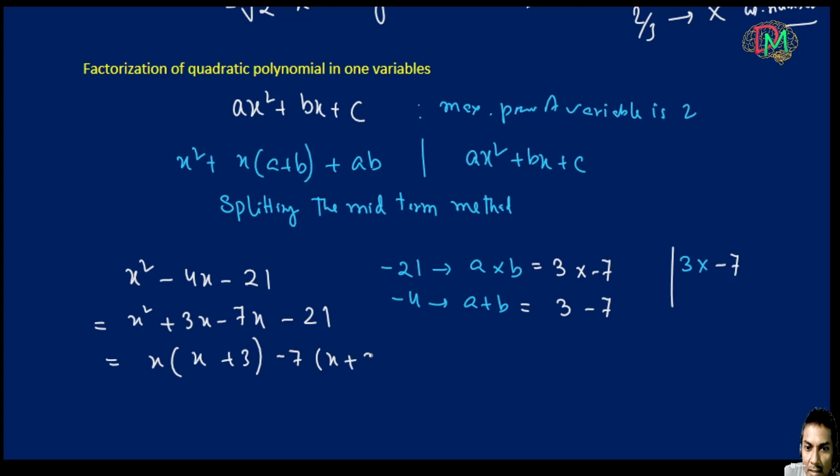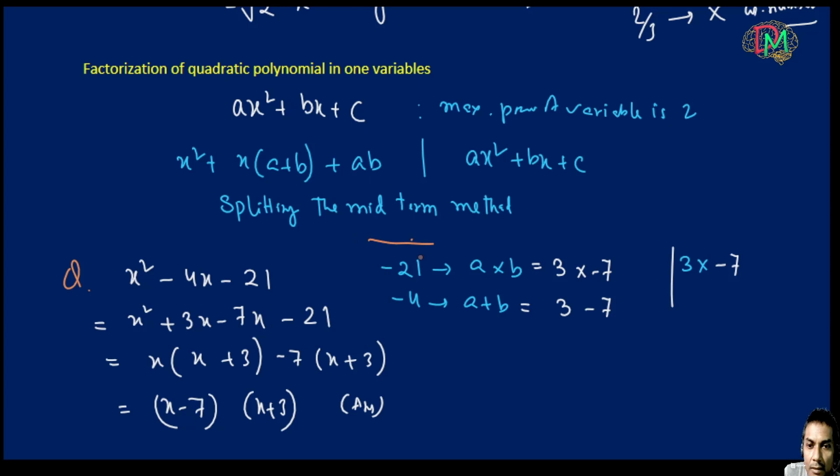So x plus 3. So finally we get x minus 7 and x plus 3. So this is the answer. This was the question, and this is the answer. Okay. Done.